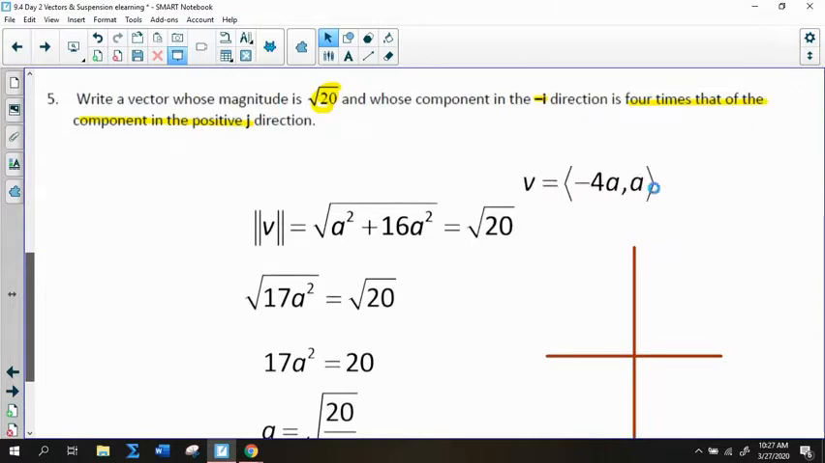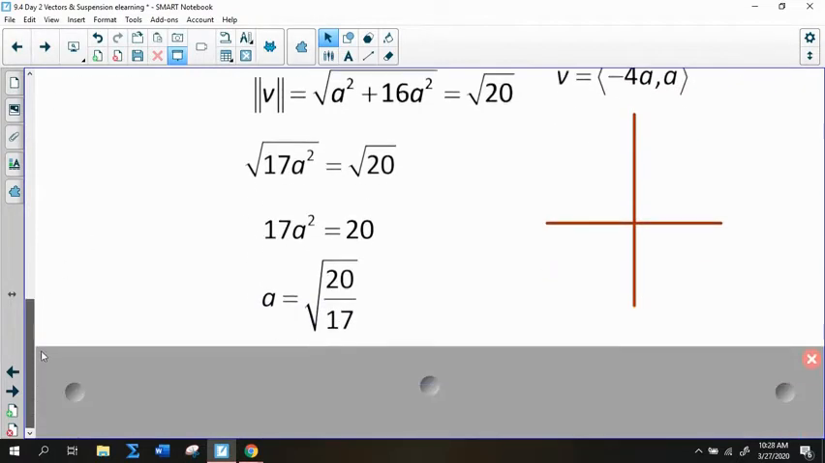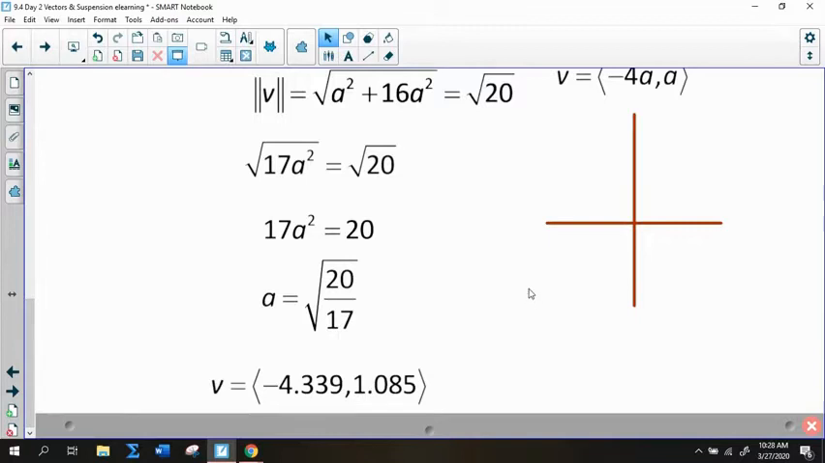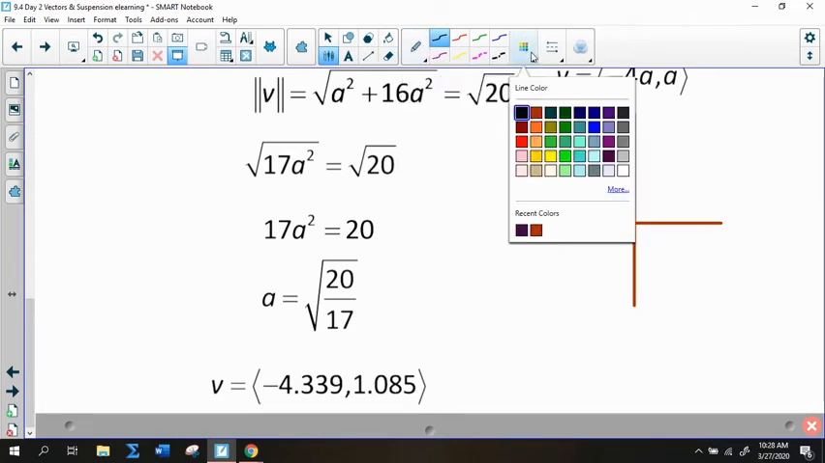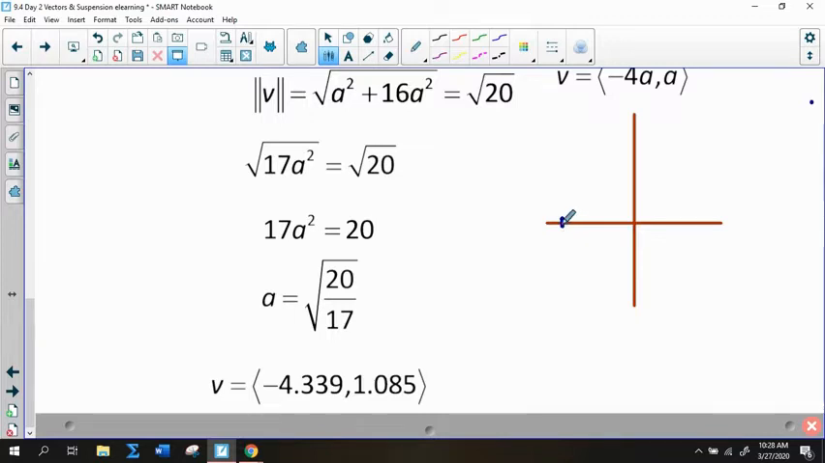So that means if this is my vector here, let me actually rewrite it out. I used decimals for you. So I put this square root of 20 over 17 in for a. So that means I'm going to the left, negative 4.399 and up 1.085. So my vector would be here.